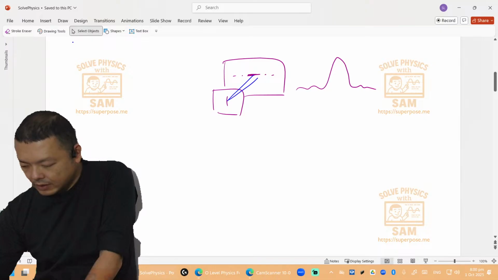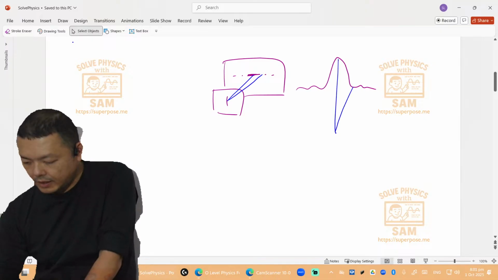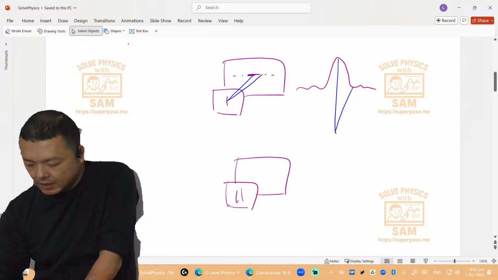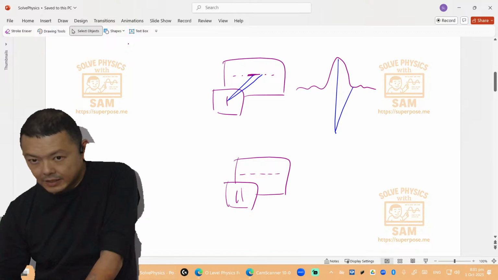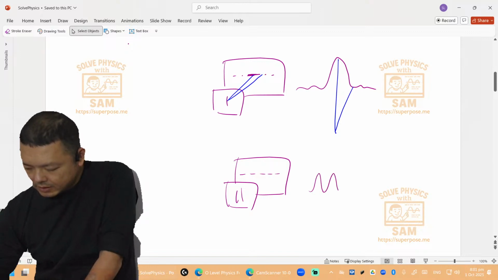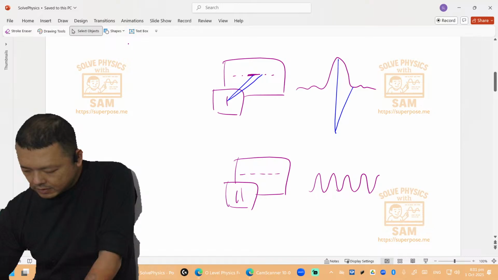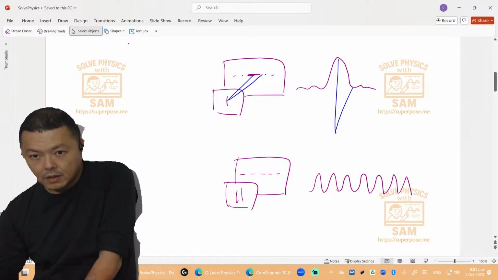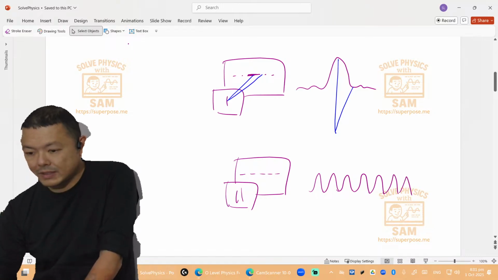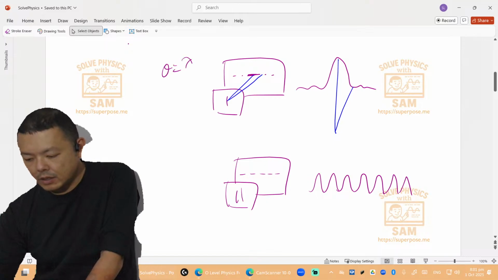Central max to the first minimum. So it's the angle from central max to first minimum. Okay? But what happens if it's double slit? Double slit, the pattern looks like this, right? Is there an angle? What's the equation for single slit? Theta equals lambda over b. Theta equals x over d.